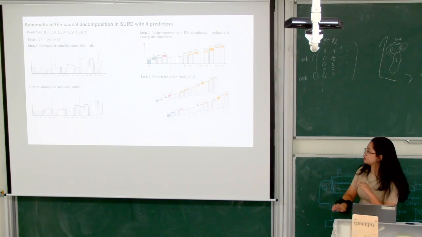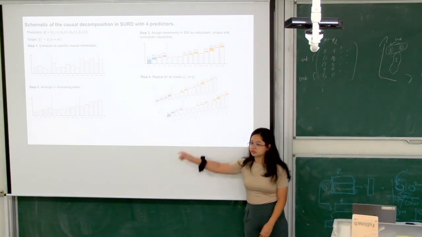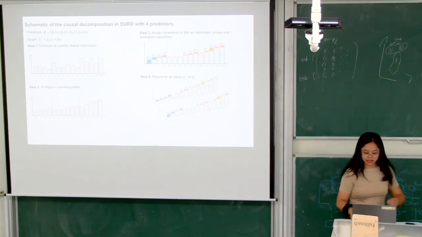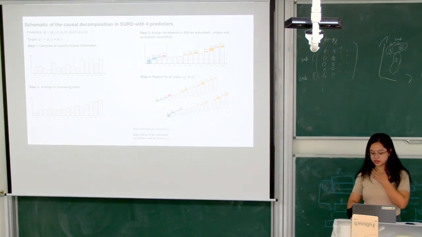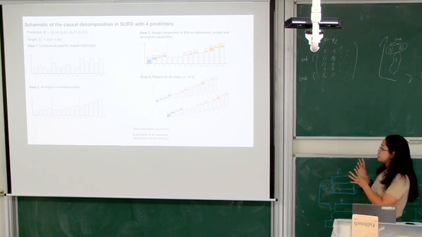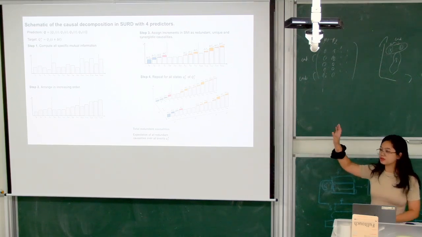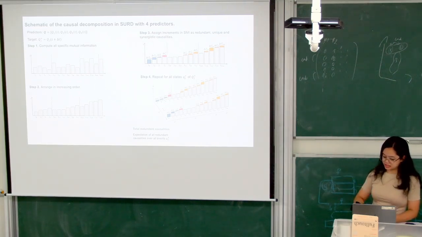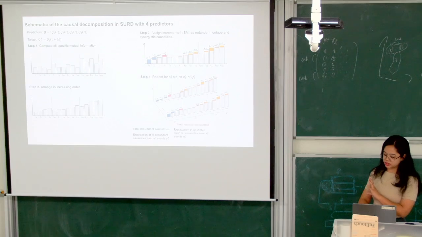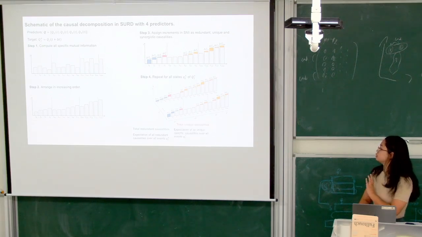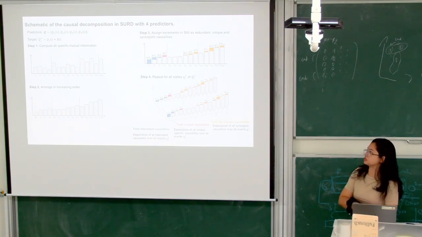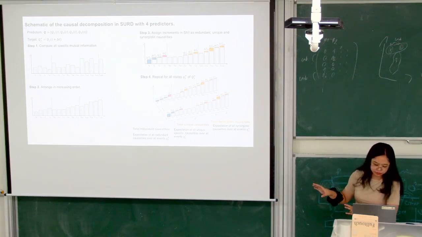Then repeat it for each possible state of the target variable, so that finally, to get the total redundant causalities, you just get the expectation of all redundant causalities over all events, Qj plus. Same thing with the total unique causalities and the total synergistic causalities. So that is the full framework of CERD.